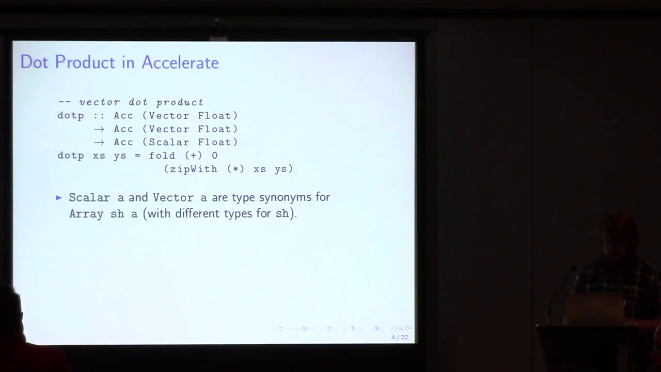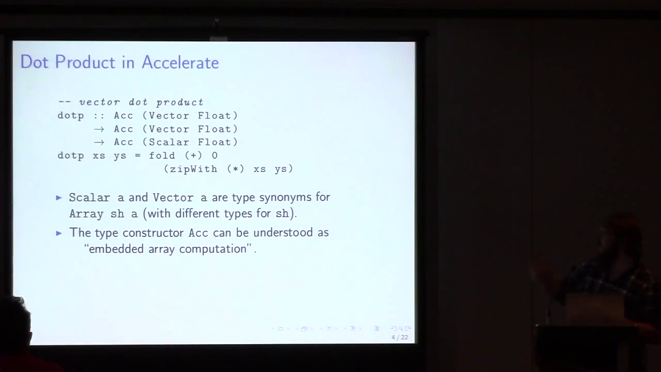Okay, and vector and scalar here are just type synonyms for this general array type, Array sh a, where sh is the shape, which basically just defines the dimensionality of the array, and a is the element type. So a vector of floats would be an array of dimension 1 and then Float. Okay, and you can think of Acc here as meaning this is an embedded array computation. I mean, it's something that will live on the GPU, basically. Or you can also think of it as an AST node in our embedded language.